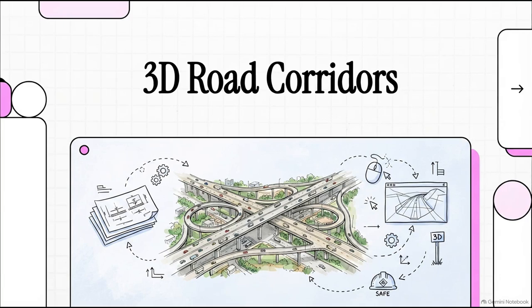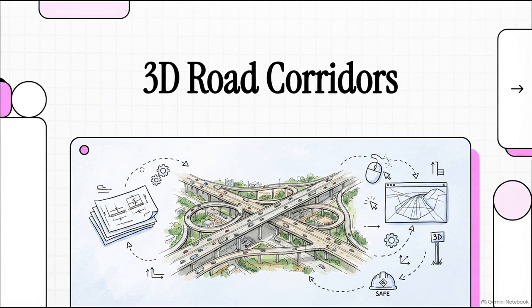Welcome to the Explainer. Today, we're diving into the massive engineering puzzle of turning flat 2D line work into a fully functional professional 3D road corridor. If you've ever wondered how civil engineers make sure digital roads seamlessly snap together in three-dimensional space way before a single shovel actually hits the dirt, well, you're in exactly the right place.